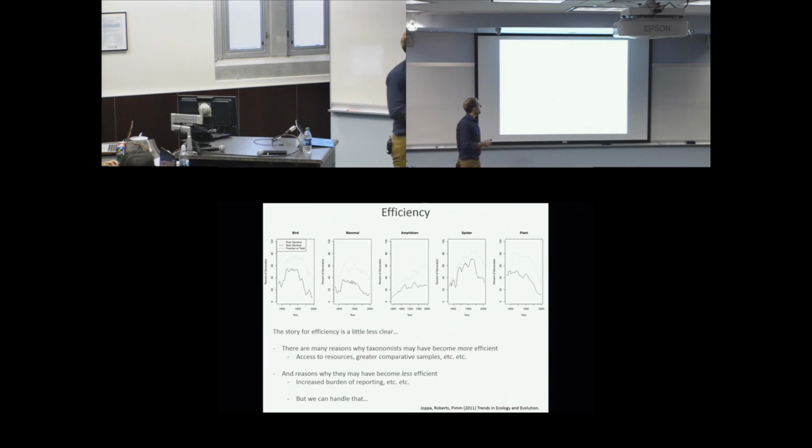So, and let's look at efficiency. So this is the percent of generalists. These are the percent of generalists that were ever general or are at least now general. And that means they've ever described a species outside of the genera that they first described a species in.